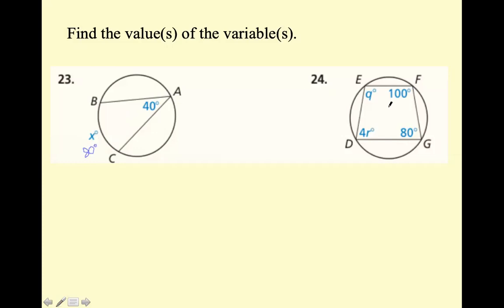On 24, this time we have a quadrilateral inscribed in a circle. We had a theorem that said if you have a quadrilateral inscribed in a circle, the opposite angles are supplementary. Remember, supplementary again means they add up to 180. So if I look at Q and 80, those two together have to add up to 180. So that means that Q would have to be equal to 100.